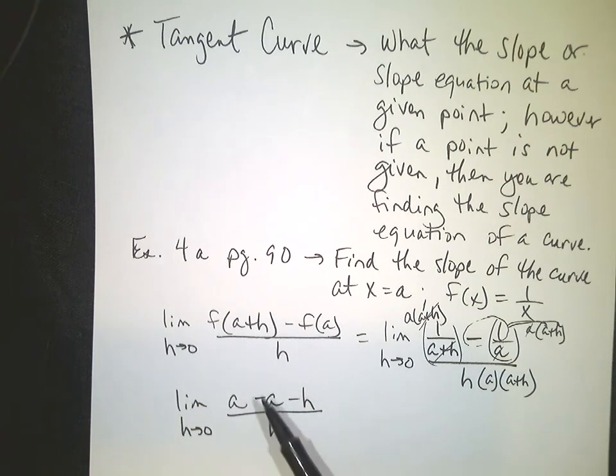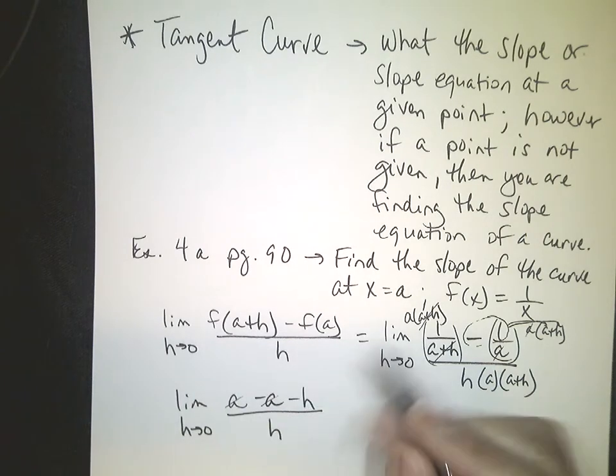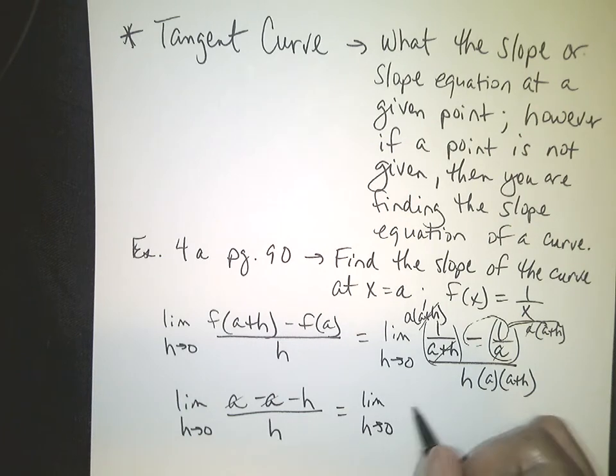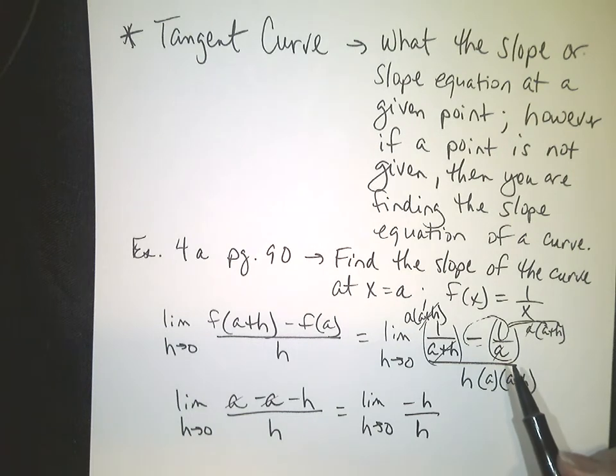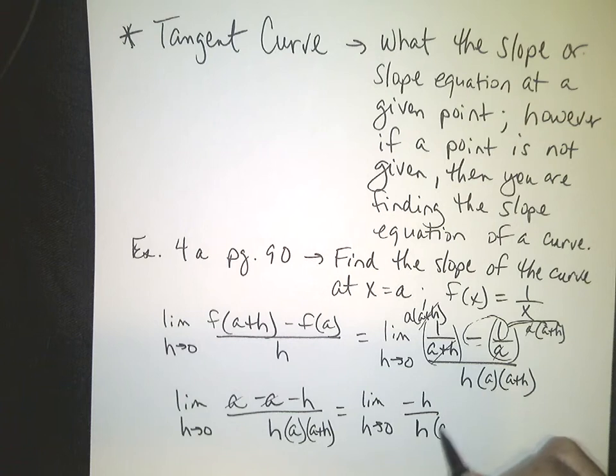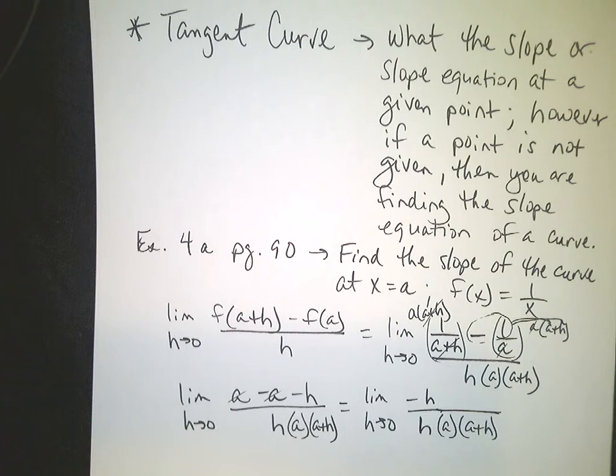And like we said when we were factoring limits, something should cancel. If nothing cancels, then you did something wrong. So a minus a cancels, and we get the limit as h approaches 0 of negative h over h. I'm sorry, I left all this out: over a times a plus h, and then this is a times a plus h. I forgot all of that. Try not to forget any of that.